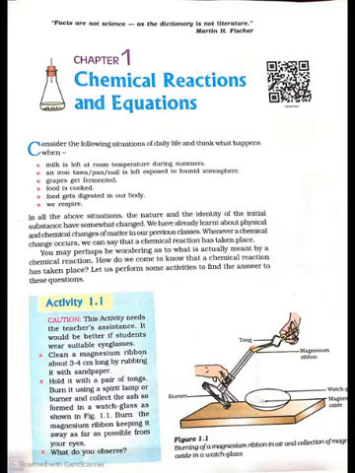Page 2. You must observe that magnesium ribbon burns with a dazzling white flame and changes into a white powder. This powder is magnesium oxide. It is formed due to the reaction between magnesium and oxygen present in the air.